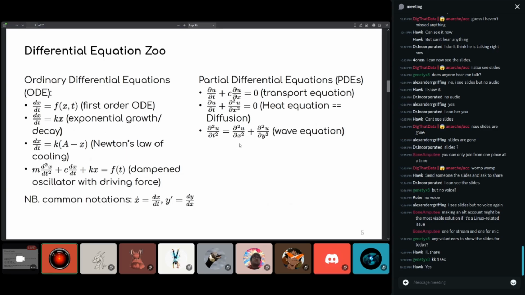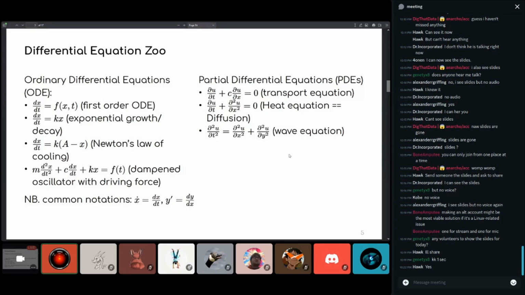On the bottom you can see some very common notations. Something to keep in mind is that typically we have a dot on top, which means just dx over dt, and a prime for d over dx. People typically write these in a very terse way to save space. Also, you can have multiple variables, not just time or whatever.